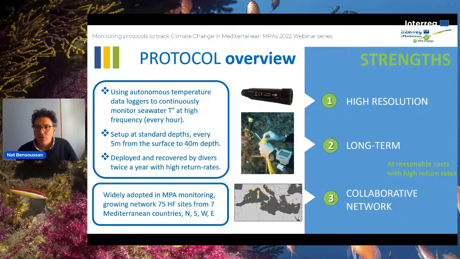So the main strengths of this protocol are, first, high temporal resolution, with a frequency of every hour, and high vertical resolution across the seasonal thermocline and inside marine habitats. It allows long-term monitoring at reasonable cost with high return rates. And based on this standard protocol, we can collect information that we can compare from place to place inside regions and also across the different ecoregions of the Mediterranean Sea. So today, temperature surveys at high frequency are implemented in over 80 sites from 8 Mediterranean countries.